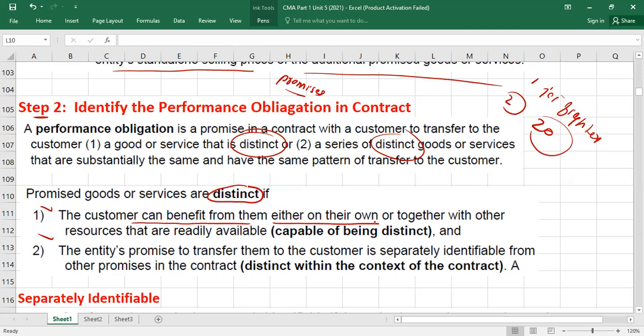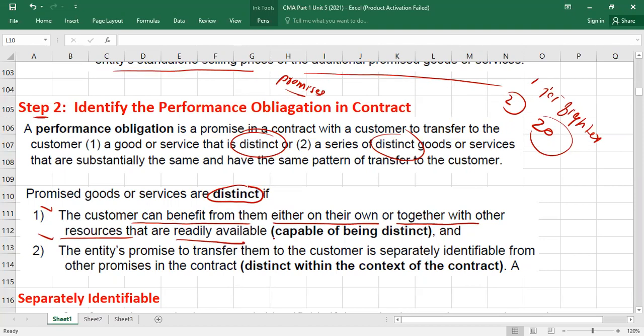Or you can get the benefit by, okay, together with what? With other resources. Maybe you're buying such a thing that you can mix with other things to get the benefit. Understood? Read the statement. Distinct means that the good will give you benefit by its own, or this good will give you benefit along with other resources. And here it's written that those resources are readily available.